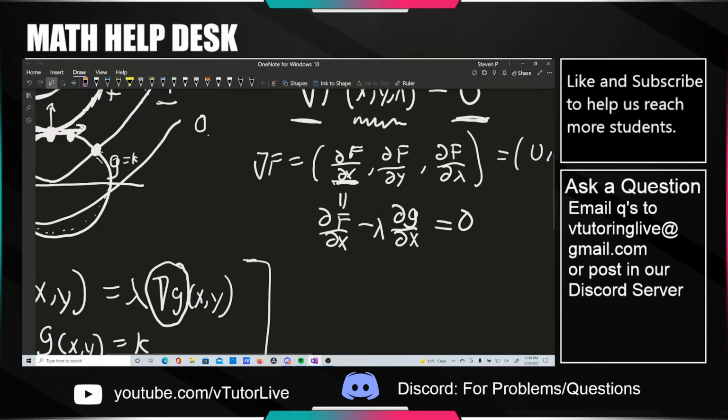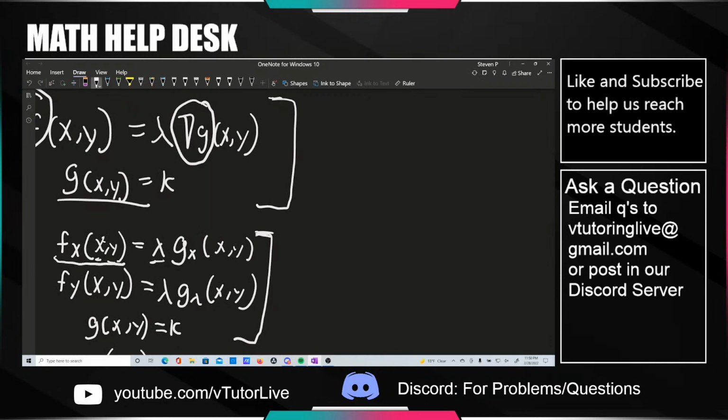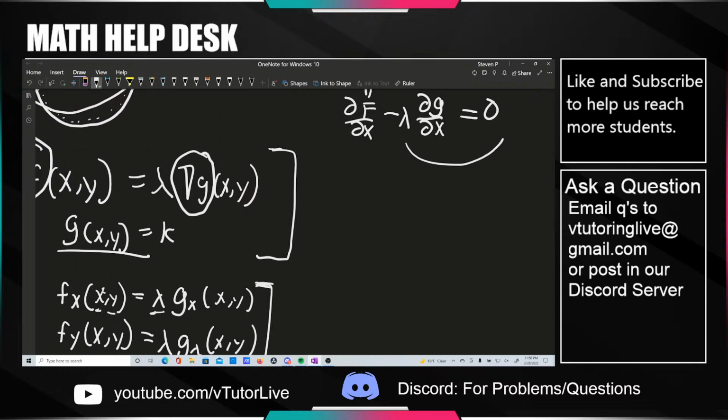That's exactly what we had over here, right? I just used a slightly different notation, but the partial of f with respect to x is equal to lambda times the partial of g with respect to x. You just have to move this to the other side via addition. This is the exact same concept, and this is the df dy equation as well.